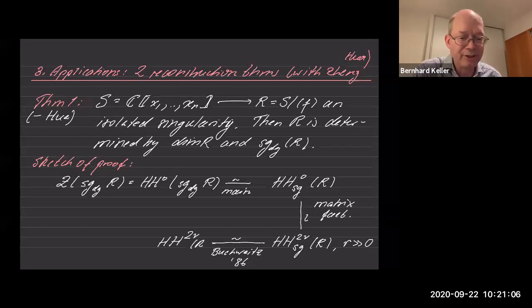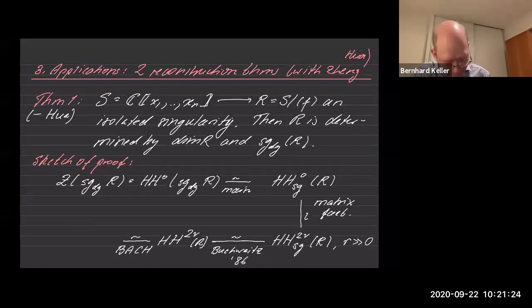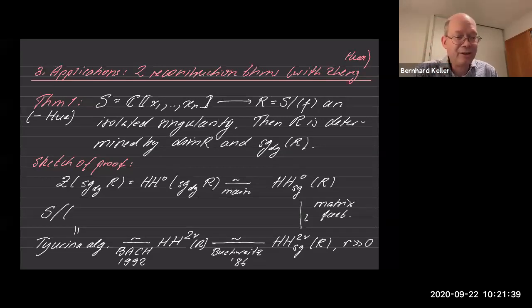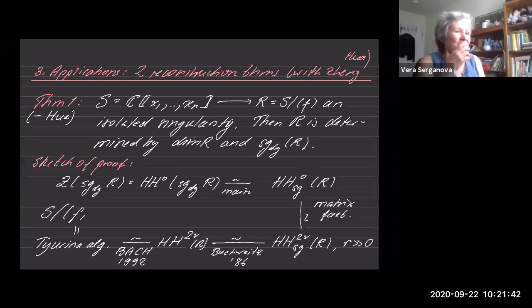Okay, so we're reduced to the computation of the Hochschild cohomology of the hypersurface in high degrees. Now, fortunately, this was done by the Buenos Aires cyclic homology group at the beginning of the 90s, in 92. And they showed that the result is the Tjurina algebra of the singularity. By definition, this is the quotient of the power series algebra by the ideal generated by the equation and all its partial derivatives.